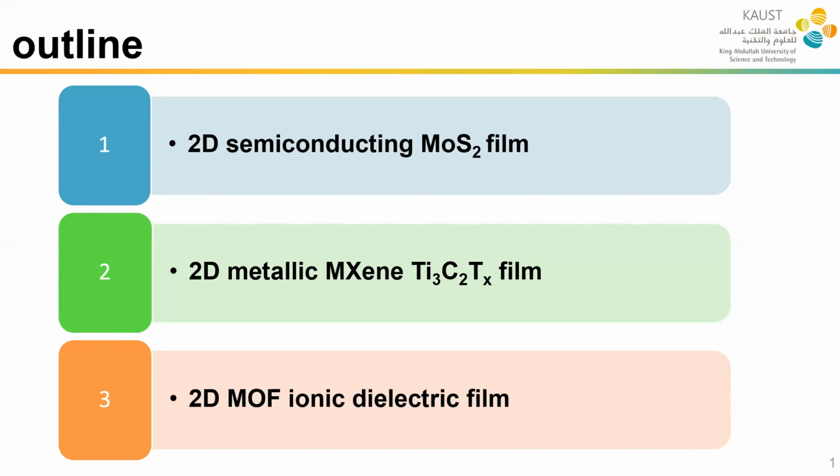I'm going to report three parts. One part is 2D semiconductor thin film fabrication, especially focusing on the moly-sulfide thin film preparation. Then I'm going to talk about the metallic MXene thin film preparation. And after this, I'm going to talk about MOF-based ionic dielectric thin film, especially for transistors.